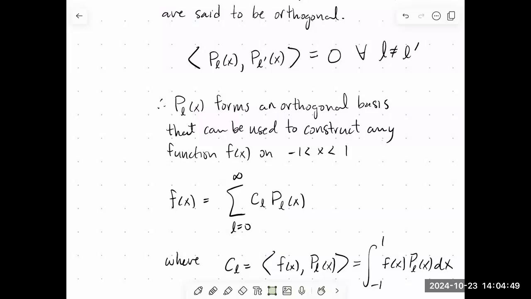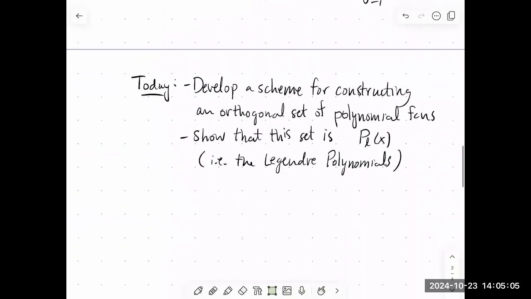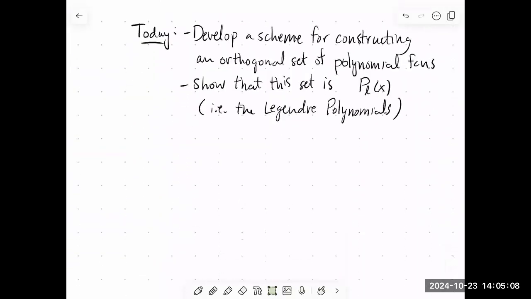And I could write it as a linear superposition of Legendre polynomials where the coefficients are the inner products, or the projection of f onto each of those polynomials. And I think that's essentially where we ended off. What we're going to do today is figure out a scheme for constructing a set of orthogonal polynomials. And then we'll show that when we follow the scheme, we're actually generating Legendre polynomials.